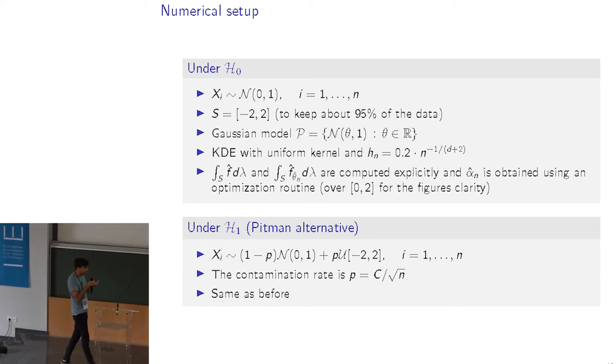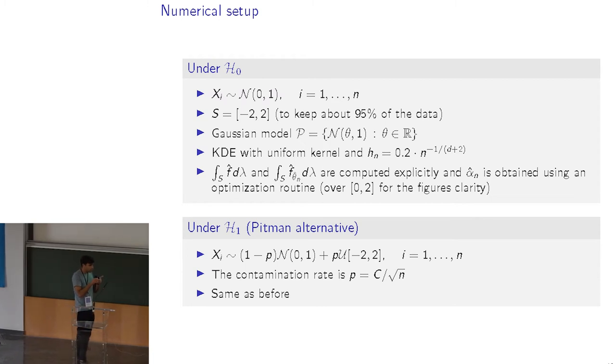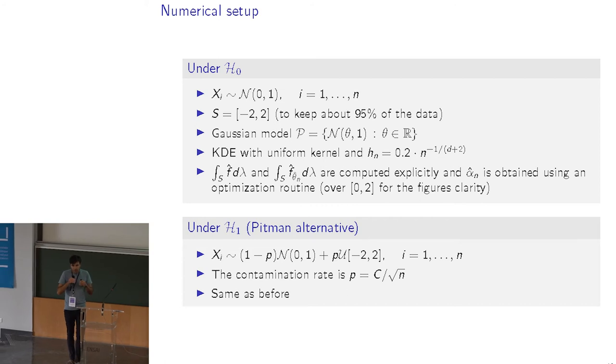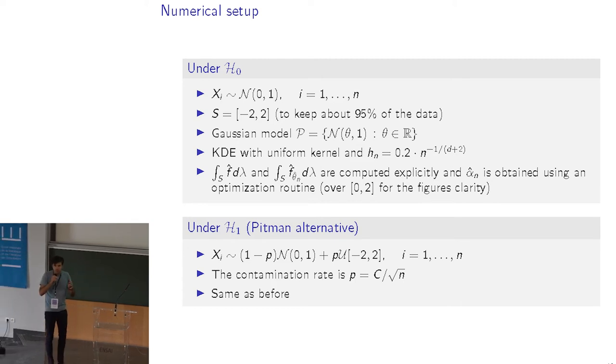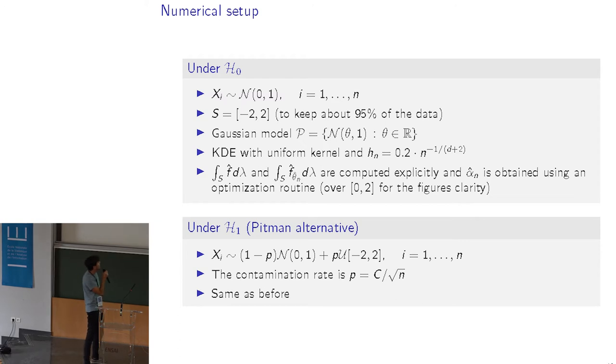My optimization problem is over the segment 0,1. I extend this segment a little bit in order to have a nice figure without truncated Gaussian, but full Gaussian distribution. So this is just for clarity that I'm doing so.